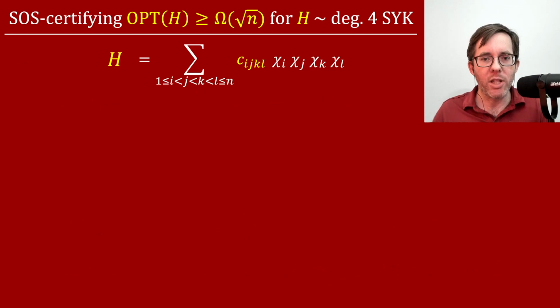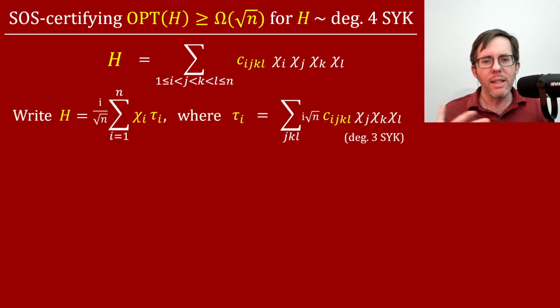Okay, so now we get to the interesting part. We get back to our goal. We have this random degree 4 SYK instance H, and we want to certify that its optimum is at least square root n. So as in the upper bound argument, we start by expressing H as the sum over i of chi i tau i, where tau i is the degree 3 part of H that depends on chi i.